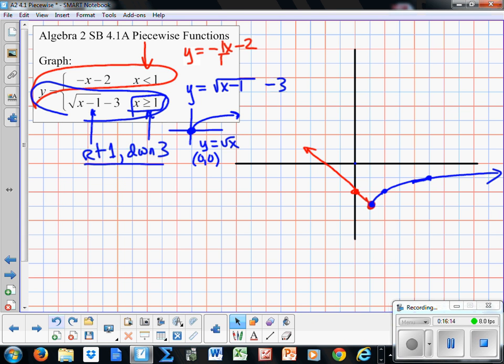So piecewise, it's kind of like a sneaky way to get you to draw 2 graphs for one problem. Kind of sneaky, huh? The real reason it's here is because in some situations you have different equations for different parts of the graph. We will look at some of that in the next video.